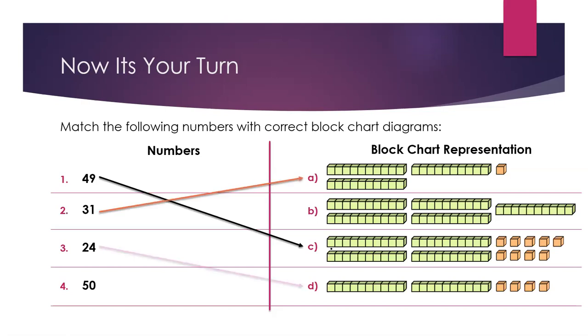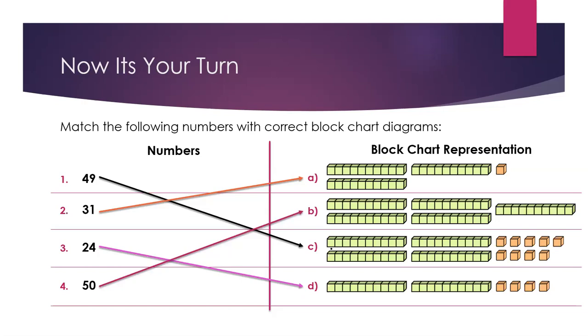Now move to the next option. We are having 2 tens and 4 ones, the number 24. The number 24 means 2 tens and 4 ones. So 3 could be matched with D. Here we are having 2 tens and 4 ones. So 24. Now move towards the last option. Here we are having 50. What does 50 mean? It means that we are having 5 tens and 0 ones. So 4 could be matched with the third option.